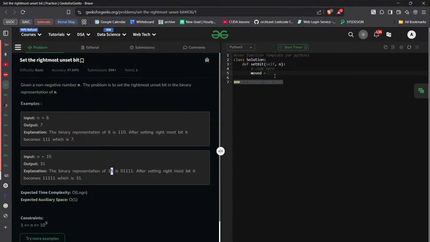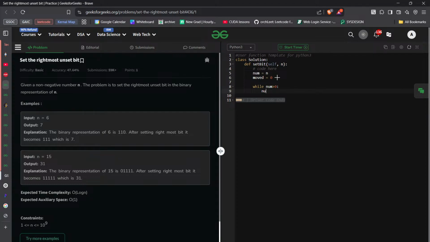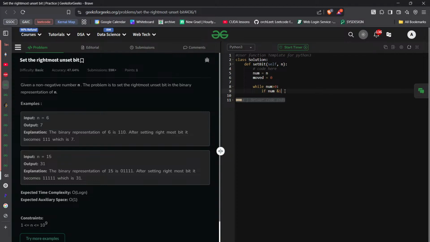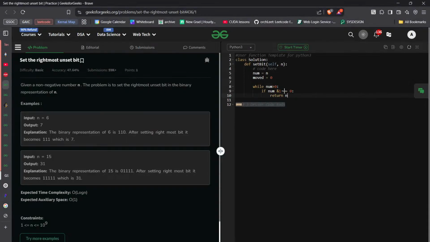Okay, so this is the logic. I'll store num is equal to n, mode will be 0, while num is greater than 0. What am I doing? num and 1. If num and 1 is equal to 0, that means we have found it. So we will return n or 2 to the power mode. Else I'll just increase mode plus equals to 1.